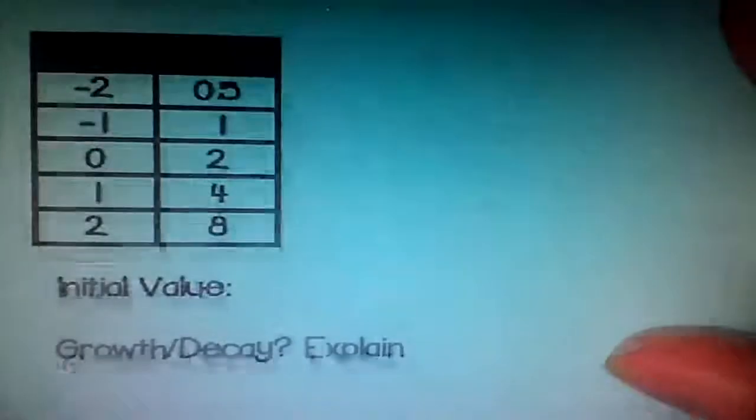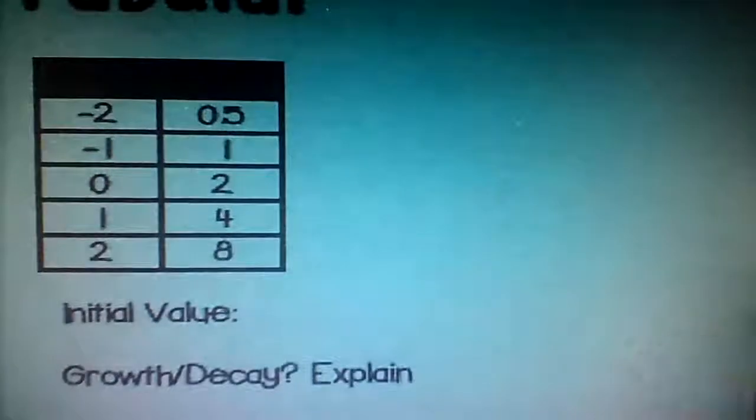All right, let's take a look at what this looks like as a table. Okay, so my table says -2, we have 0.5. -1, we have 1. 0, we have 2. 1, we have 4. 2, we have 8. What is my initial value? -2? No. My initial value is 2.